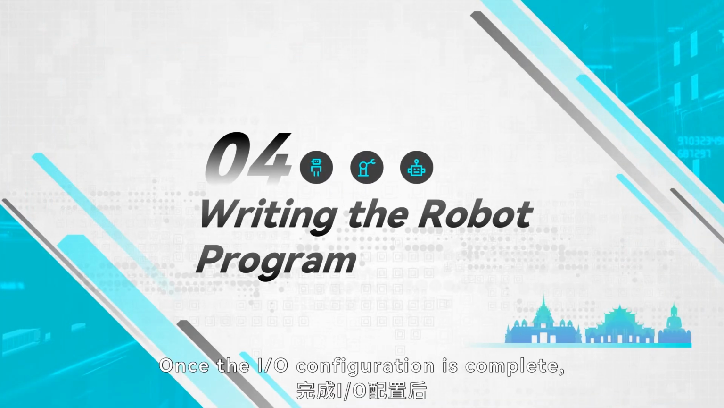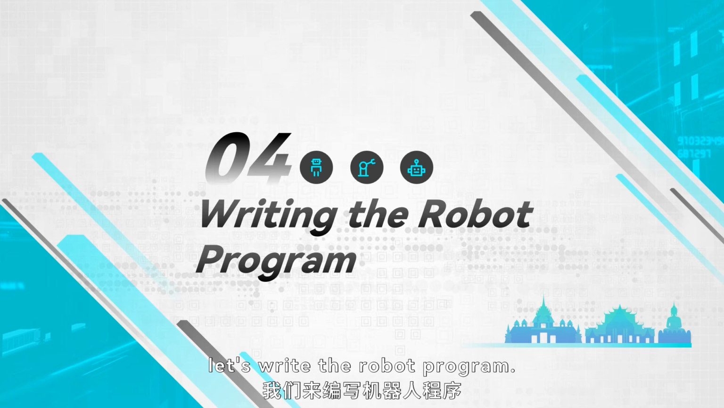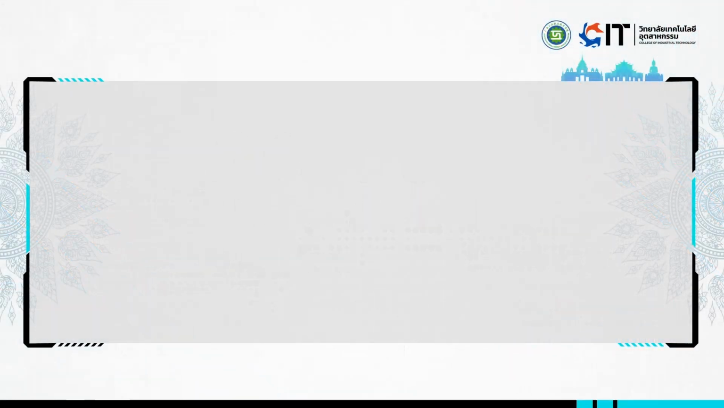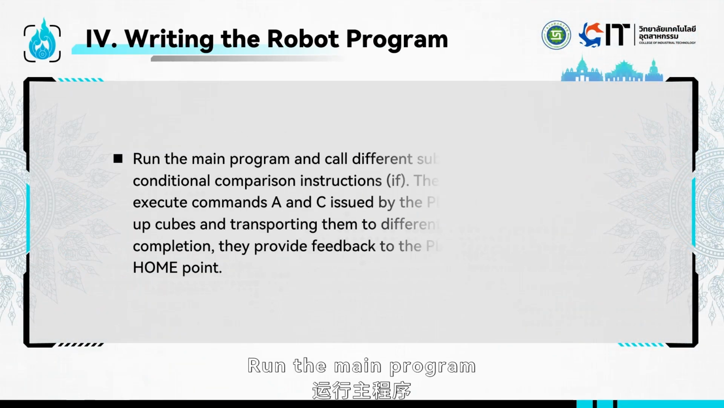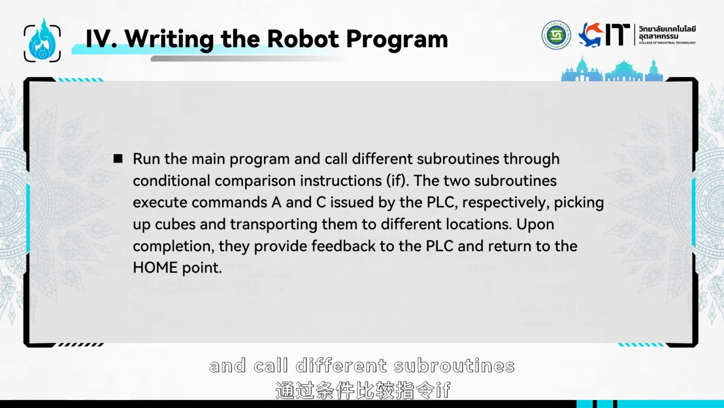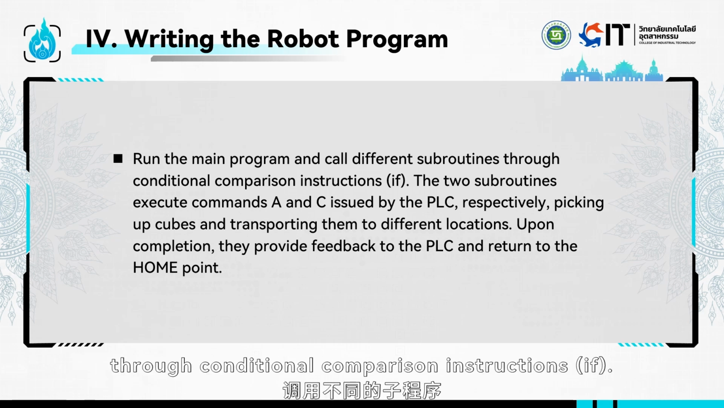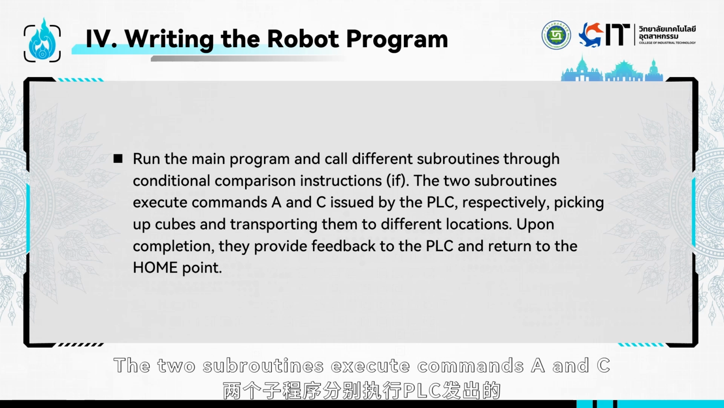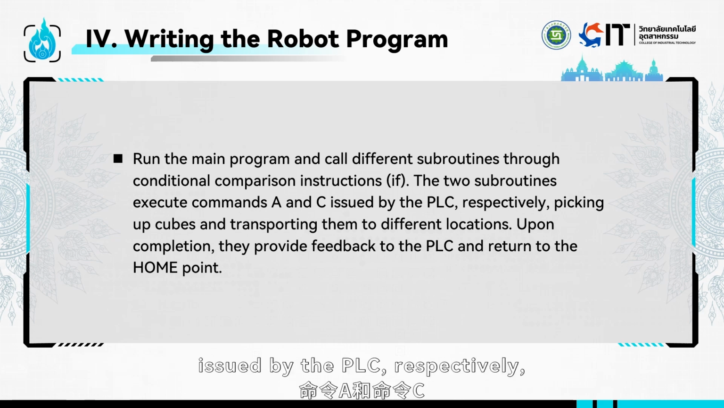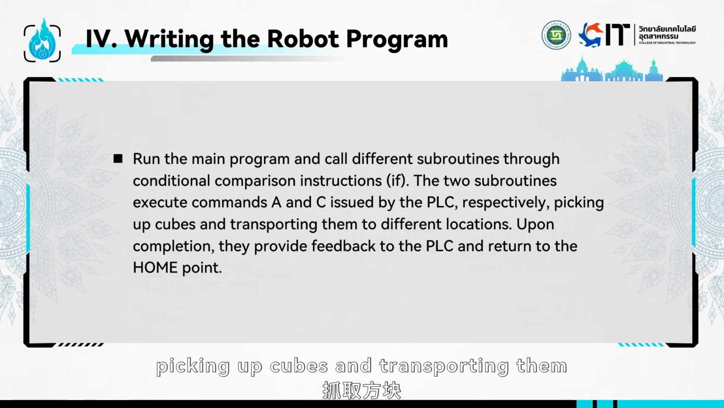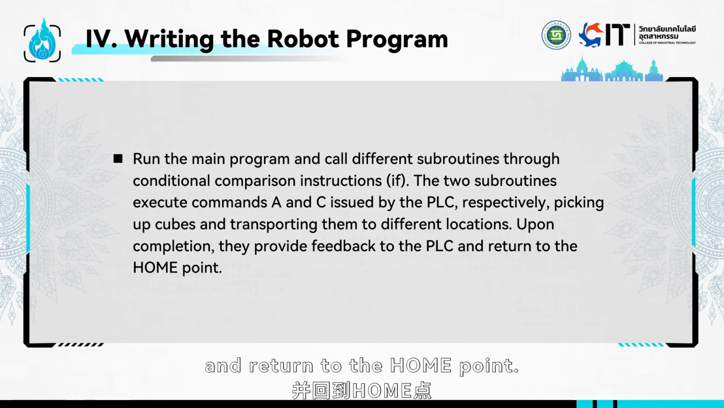Once the I/O configuration is complete, let's write the robot program. Run the main program and call different subroutines through conditional comparison instructions. The 2 subroutines execute commands A and C issued by the PLC, respectively, picking up cubes and transporting them to different locations. Upon completion, they provide feedback to the PLC and return to the home point.